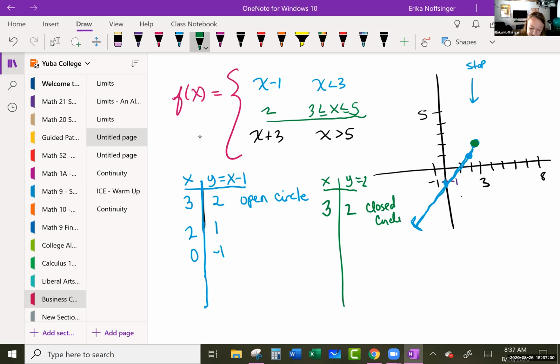And at 5, again, there's no x here. My y value still remains 2 at 5. It's a horizontal line, and this is also a closed circle because it's less than or equal to. So for this green piece, I can't extend that green piece to the left of 3, and I cannot extend that green horizontal line to the right of 5. I have to stop there because those are the x values for this piece.